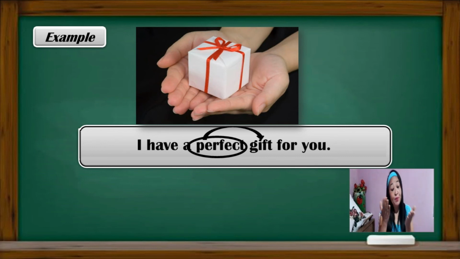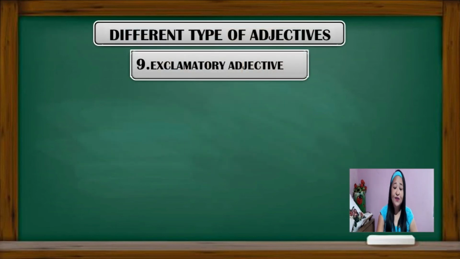But if I say I have brought a perfect gift for you, then what does the word perfect do? The word perfect gives more stress to the gift. So the word perfect is an adjective, and it emphasizes the noun gift here. Okay, well, so that was an emphasizing adjective.